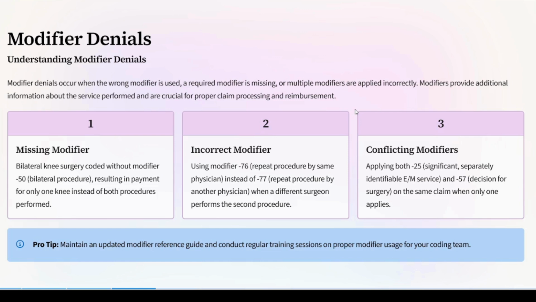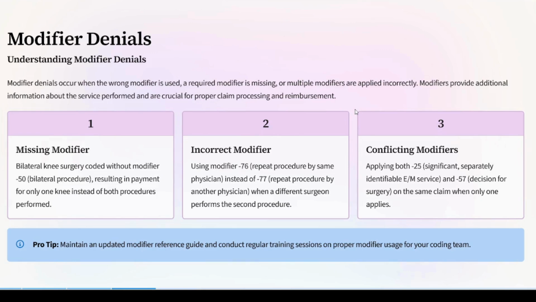So we want to make sure we have that 50 in place on that procedure code to identify what has been performed in that surgery. Okay. Number 2, incorrect modifier. Using modifier 76, which means repeat procedure by same physician, instead of 77, which means repeat procedure by another physician when a different surgeon performs the second surgery.